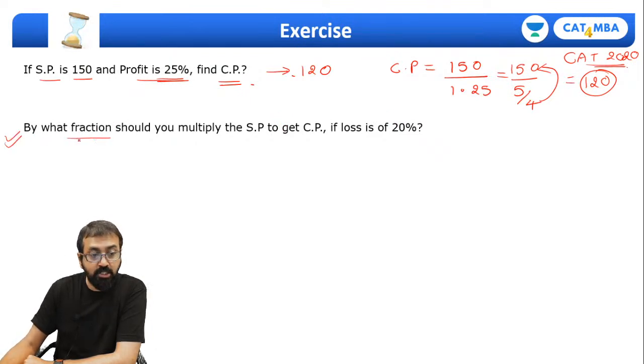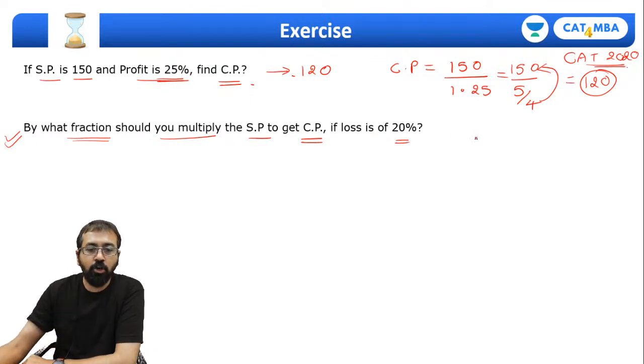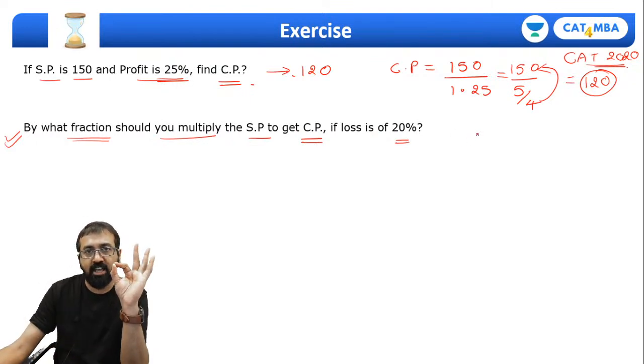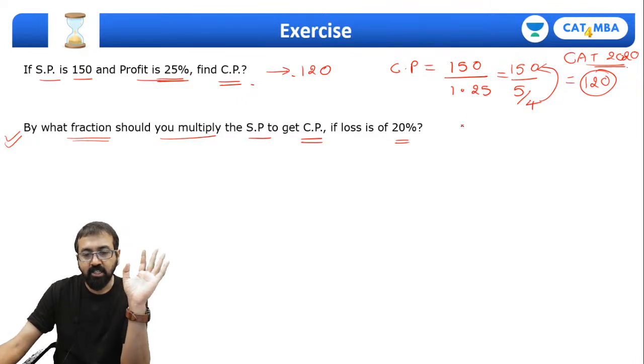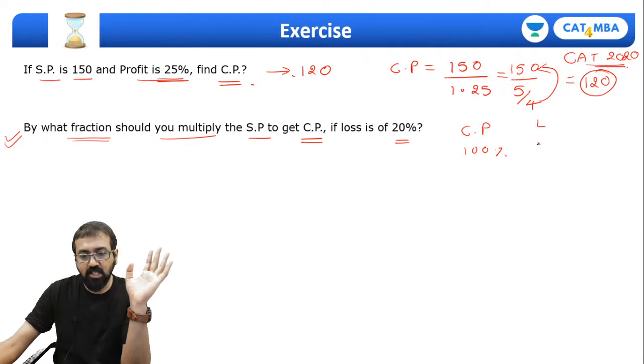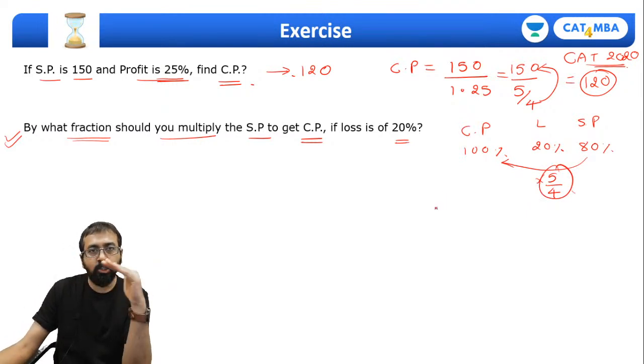By what fraction should you multiply the SP to get CP if loss is 20%? Let me show you a shortcut. Everyone please pay attention, don't try to solve it. Cost price is always taken as 100% and loss is 20%. So can I say my selling price is nothing but 80% of cost? Now if I want to make this 80% to 100%, I must multiply by 5/4. From 80% to 100%, I should multiply by 5/4.